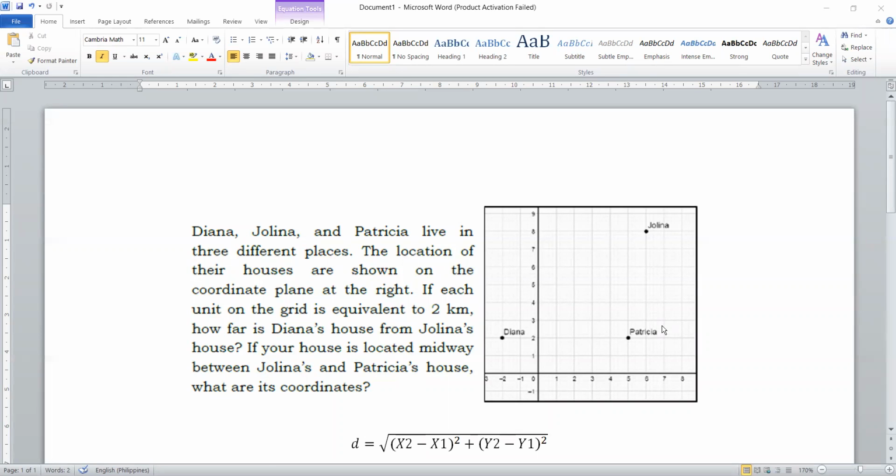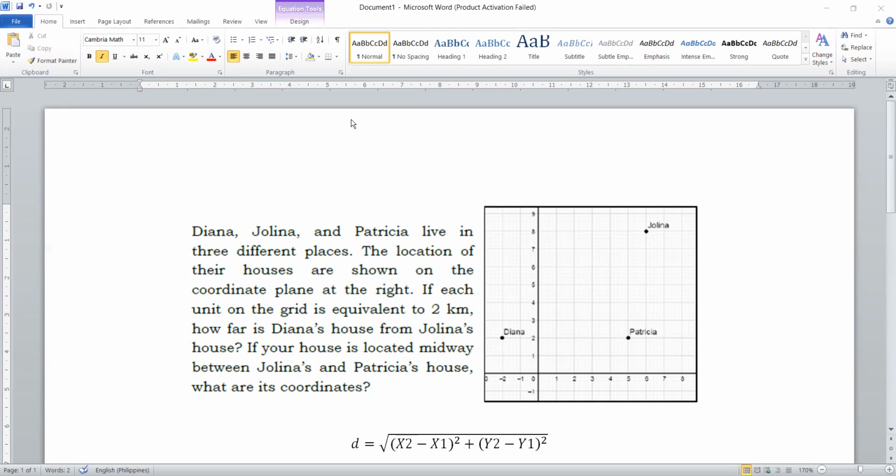Hi, so let's solve another activity. Diana, Jelena, and Patricia live in three different places. The locations of their houses are shown on the coordinate plane at the right. If each unit on the grid is equivalent to 2 kilometers, how far is Diana's house from Jelena's house? If your house is located midway between Jelena and Patricia's house, what are its coordinates?